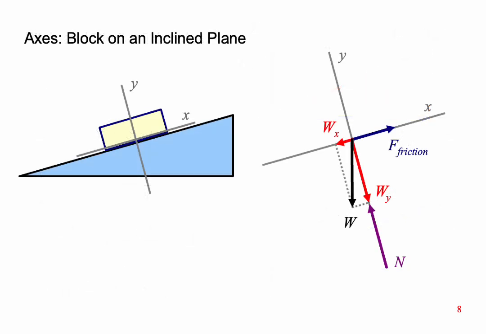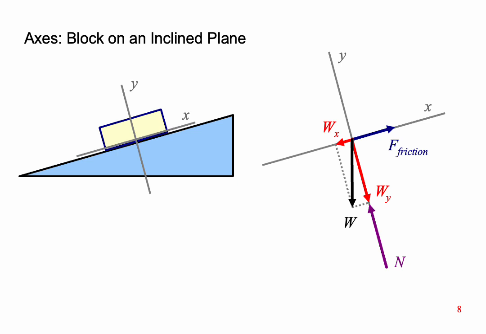Let's talk about axes. Usually the x-axis is horizontal and the y-axis is vertical. In some problems, the math is simpler if we pick different axes. For example, it's easier to do the math for a block on a slope if we take the x-axis along the slope's surface and the y-axis perpendicular to the slope.